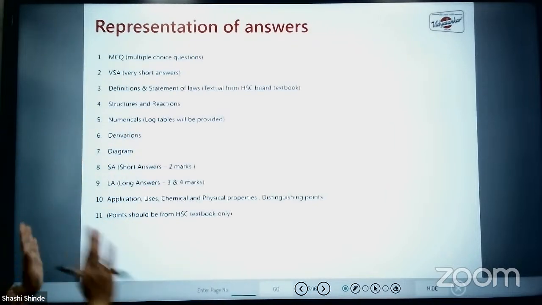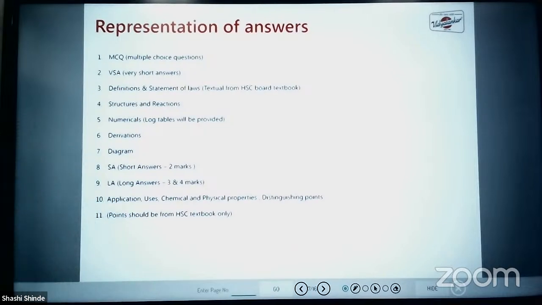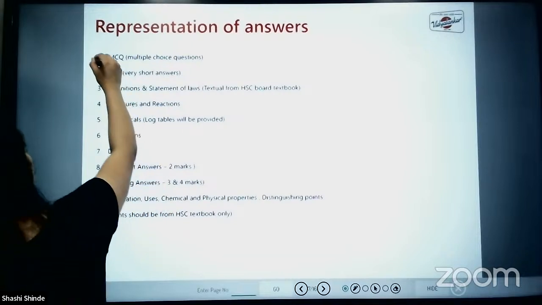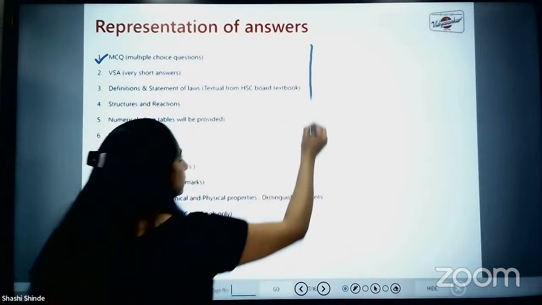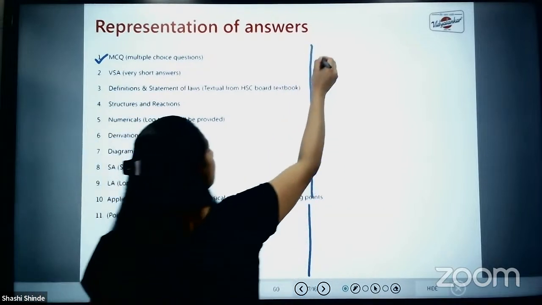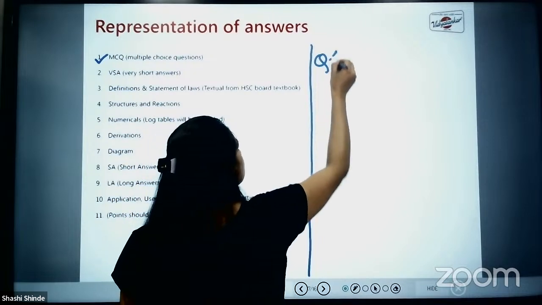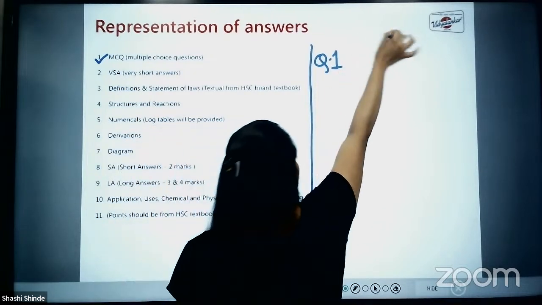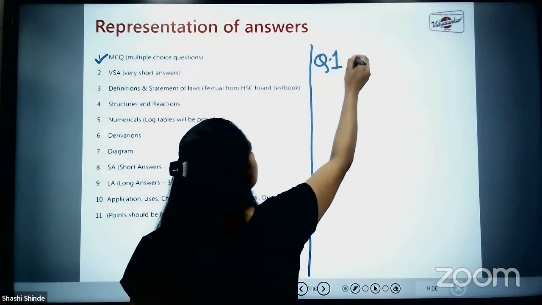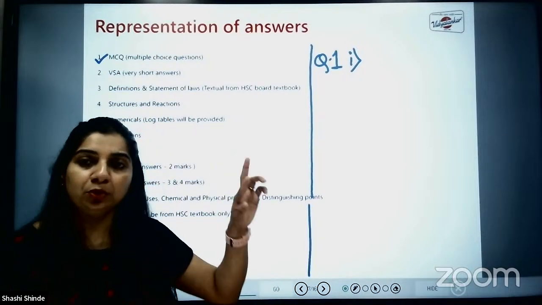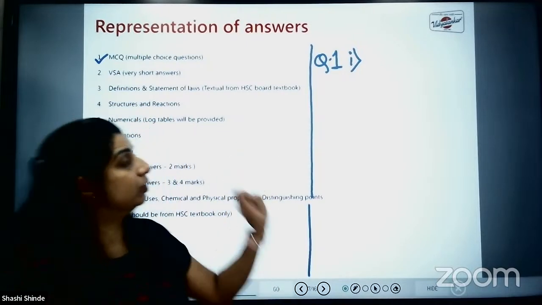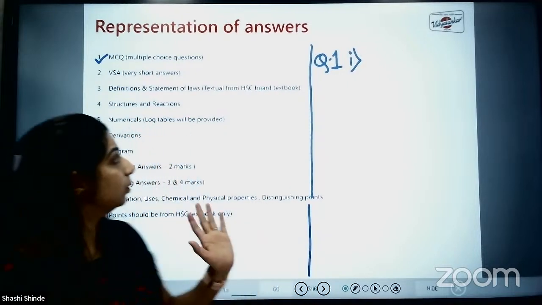Then coming to the representation of answers, right? In the representation of answers, we have different kinds of questions. In chemistry, we have MCQs. Remember, for MCQs, the care we have to take is that you have to write the question number properly. It is question number 1, section A. You will write question number 1 and then you will write the Roman numeral. As in questions 1 and 2, we have sub-questions having Roman numerals, you have to also mention the Roman numeral only.